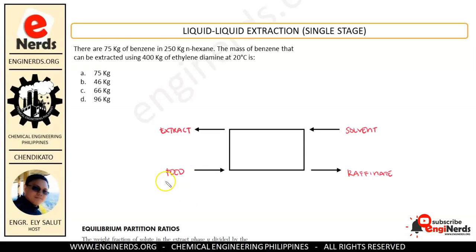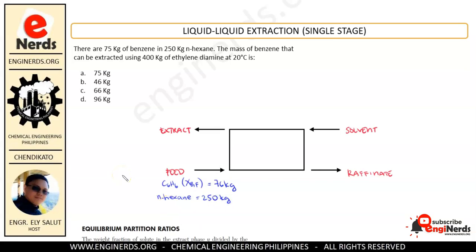We have benzene. So, I will label it as XBF. This is the solute in our feed, which is equal to 76 kg. Okay? And it is dissolved in 250 kg of N-hexane. So, this is our feed solvent. So, we have N-hexane equal to 250 kg.